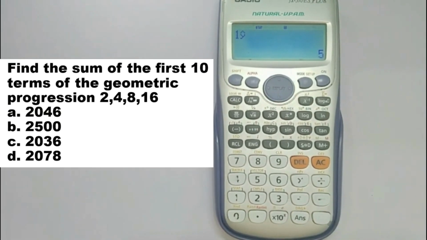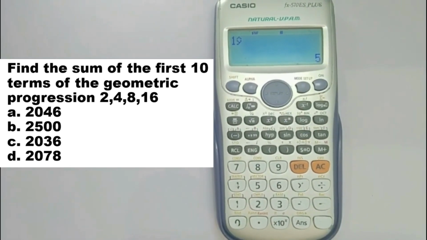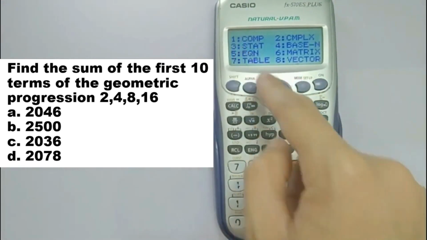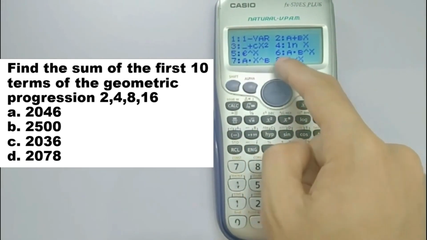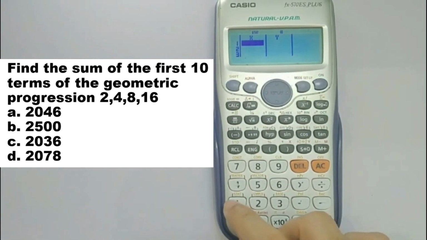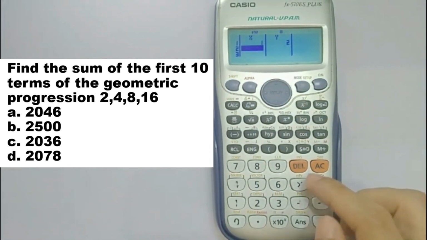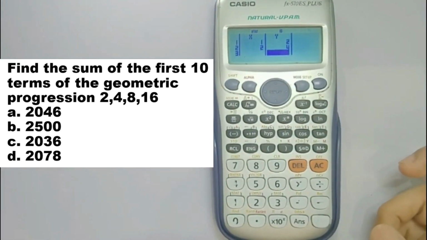So, next problem guys, find the sum of the first 10 terms of the geometric progression 2, 4, 8, 16. Yung expression natin, parehas lang kanina sa summation of arithmetic progression. You have here mode, stat, so 3. Then, progression tayo, so this is geometric, so number 6. Then, input natin. The first term is 2, second term is 4. Okay na yun, minimum of 2 datas.